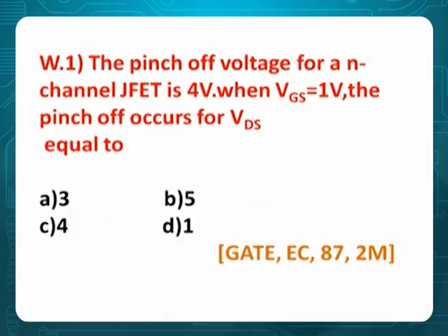Worked out examples. The first problem. The pinch off voltage for an N-channel JFET is 4 volts. When VGS is 1 volt, then the pinch off occurs at what VDS? Is it equal to 3 volts, 5 volts, 4 volts, or 1 volt? This is given in GATE.